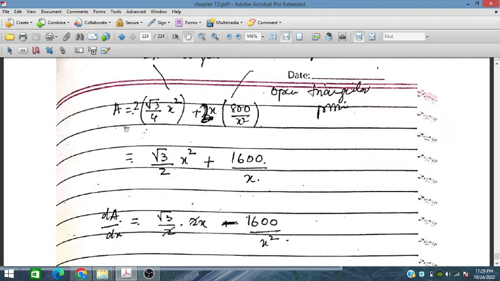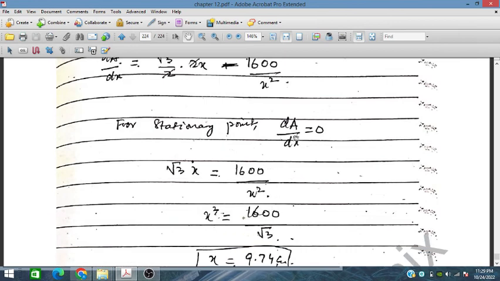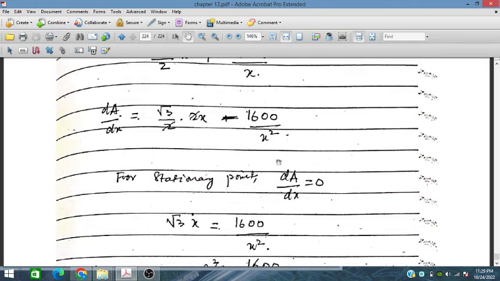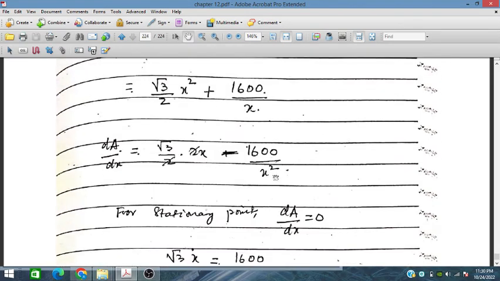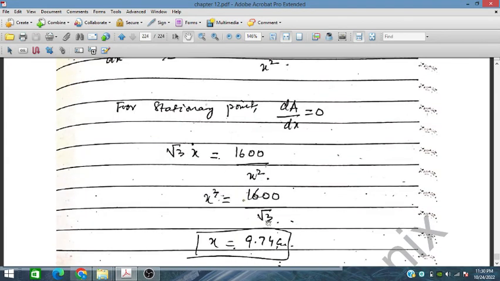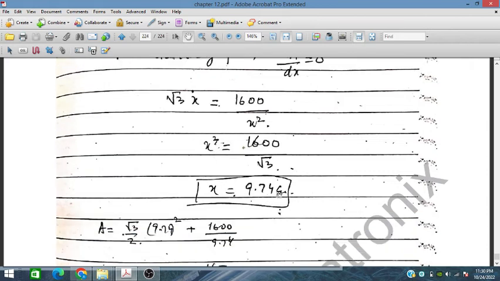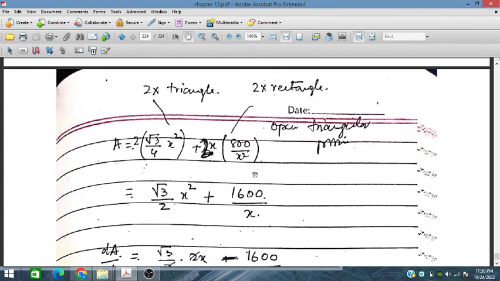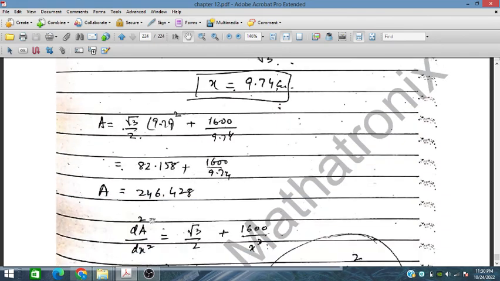Now we take the derivative of this with respect to x to get the stationary point. Here we set this equal to 0. Root 3 x is equal to 16 by x squared. Multiplying, x cubed is given as 9.74. We place this value in place of x to get the area, and that is obtained as 246.426.